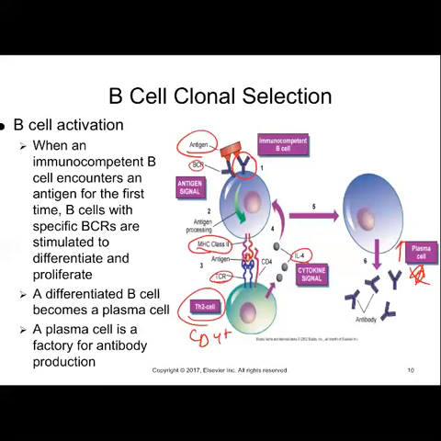The other thing that they do, which is not mentioned here, is that some of them, a few of them, become memory B cells. So the next time you encounter that same antigen, you're able to generate a response a little bit quicker. But the plasma cells are kind of the key thing. They're the differentiated B cells that generate and produce antibodies.